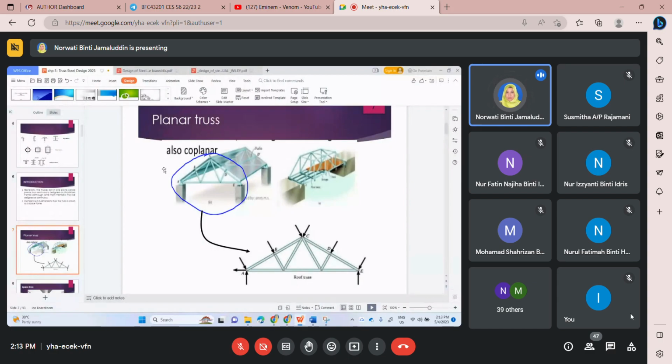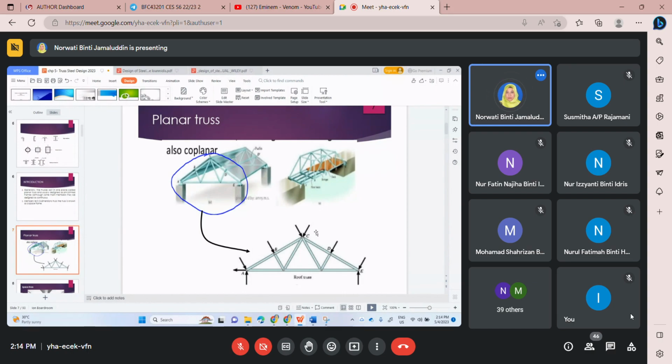This is the figure, an example of a planar truss. Do not confuse it with 3 dimensions. Yes, this figure is in 3 dimensions, but this is a planar truss. As you can see, the truss is in just one plane. Satu satah je. It lies on one plane. This is also a planar truss. See, we will design this side and the other side as the truss members.